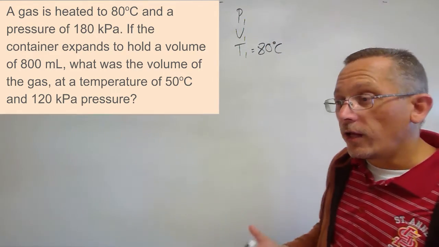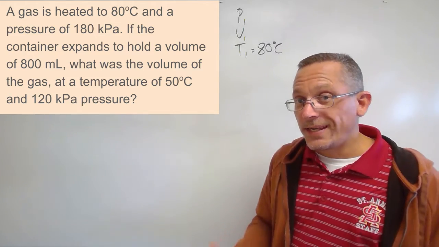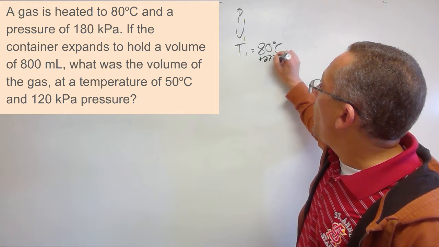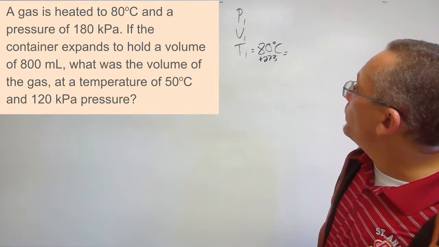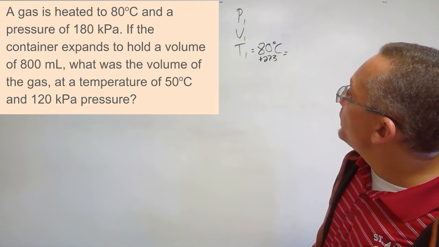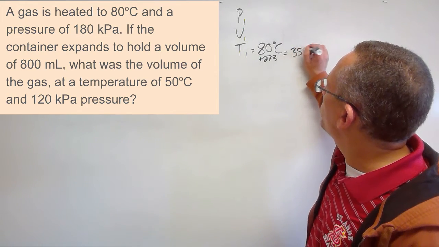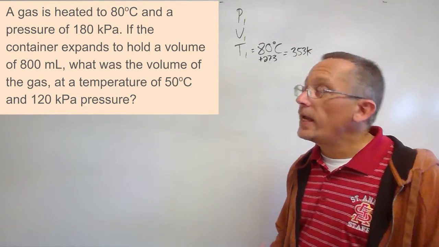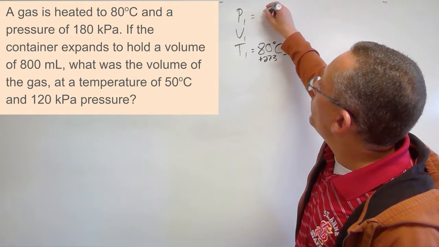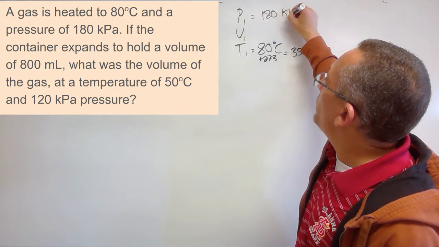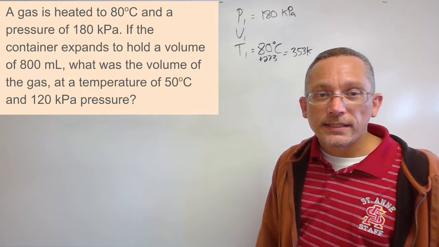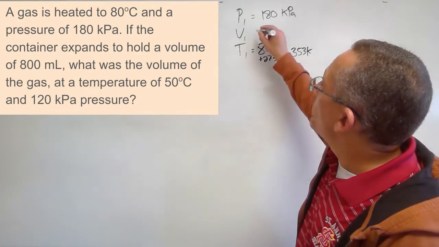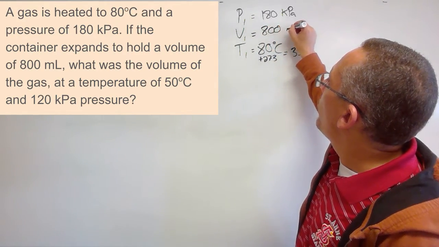Just like all the other problems I've done, my temperatures need to be in kelvins. So I'm going to right away add 273 and turn this into kelvins. That'll be 353 kelvins. The next number I see is a pressure. It says the pressure is 180 kilopascals. So that'll be my pressure 1, 180 kPa. And it says that the volume is 800 milliliters. So my volume 1 is 800 milliliters.